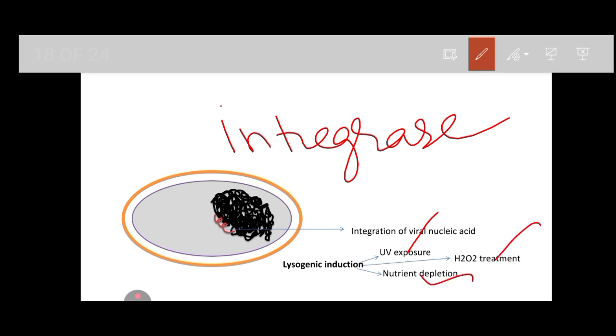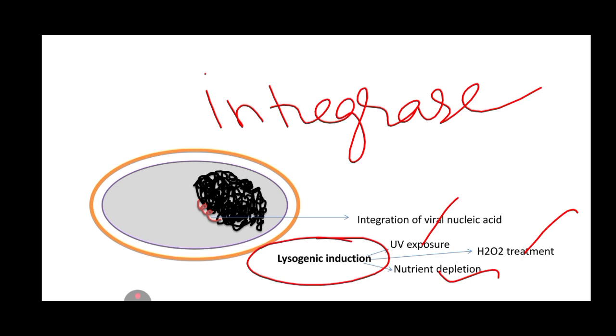The process of excision of viral nucleic acid from the bacterial genome is said to be lysogenic induction. If the condition favors, the bacteria still carry a copy of viral nucleic acid for many generations, right? For the fifth cycle of generation, or the 10th, or the 100th cycle of generation. The condition goes on without any disturbance.